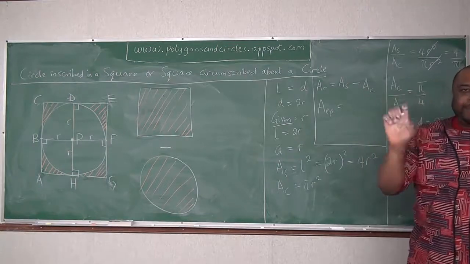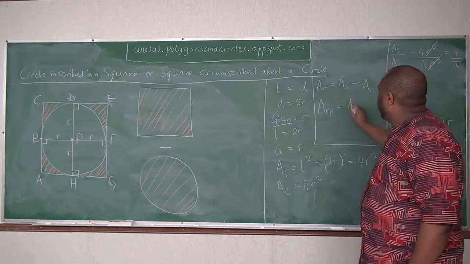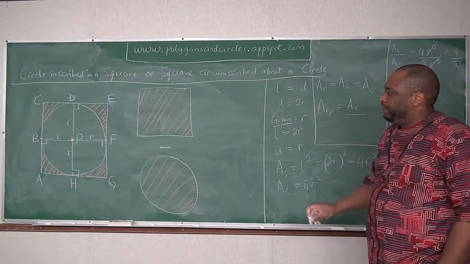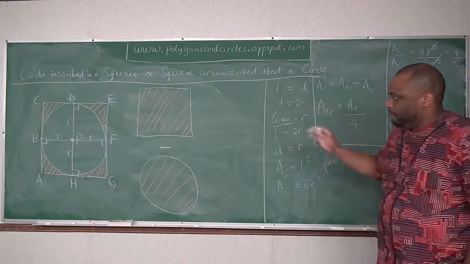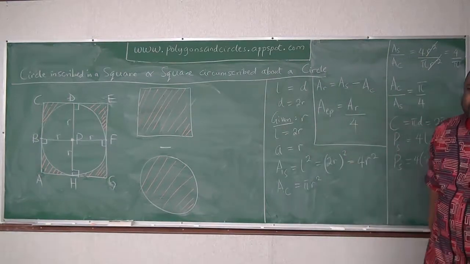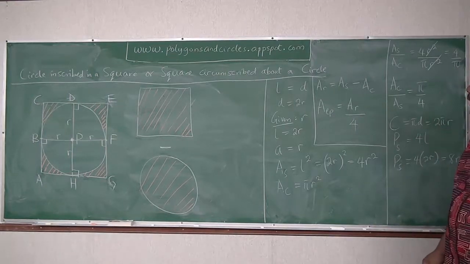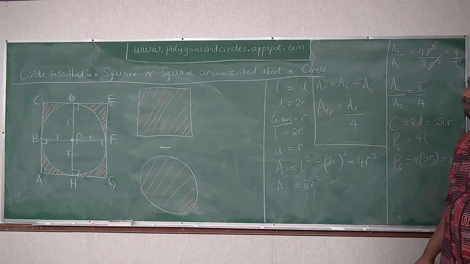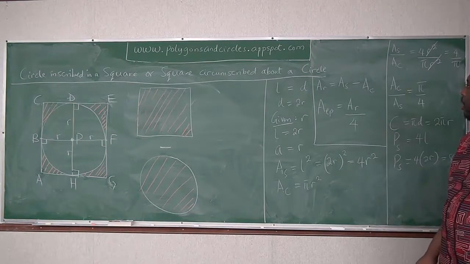And then the area of each part, we call it A subscript EP. The area of each part will be the sum of the remaining areas divided by 4.